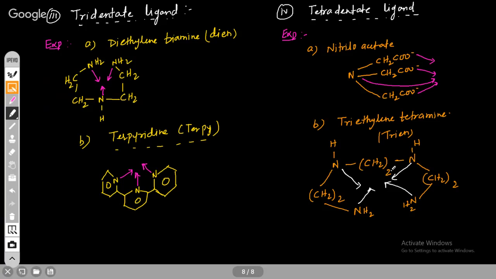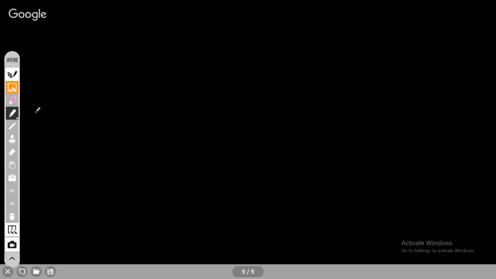Okay. Next one you see, 2 more we have in this. 2 more. Fifth one is pentadentate ligand. Pentadentate ligand. Denticity is 5. Okay. One example only we have here.